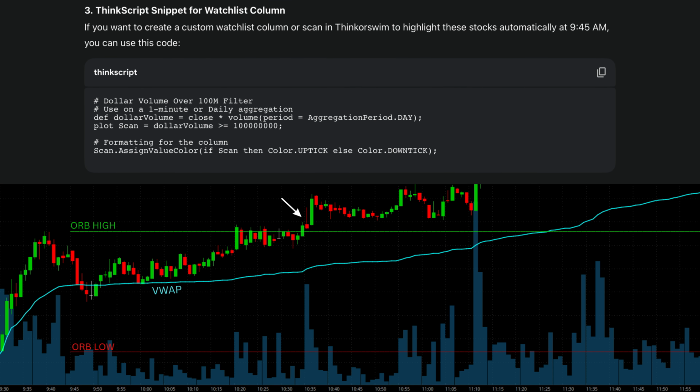3. ThinkScript snippet for watchlist column. If you want to create a custom watchlist column or scan in Thinkorswim to highlight these stocks automatically at 9:45 a.m., you can use this code. Formatting for the column. Scan assign value color. If scanned, then color uptick, else color downtick.